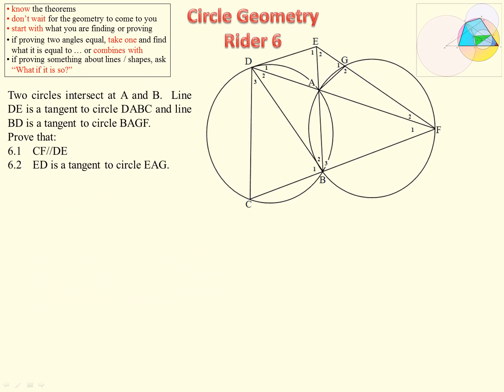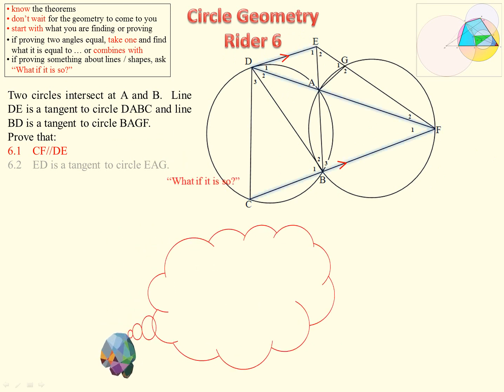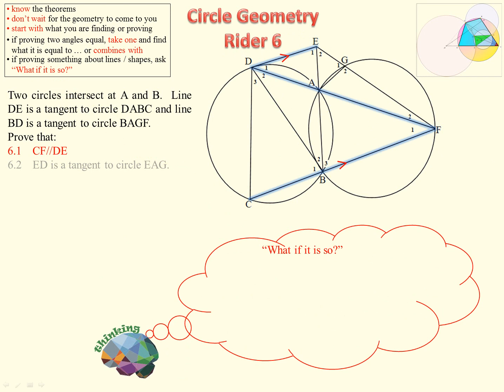So rider number 6. We have two tangents, tangent DE there, and we have tangent DB there. We're first proving parallel lines. So that's about lines. So we're going to say, what if it is so? And notice there the parallel lines marked in there in blue. Well, the alternate angles would have to be equal to one another. So I say to you, prove this then.